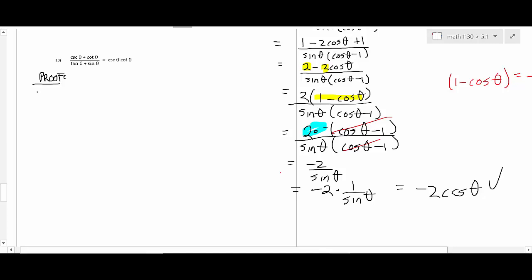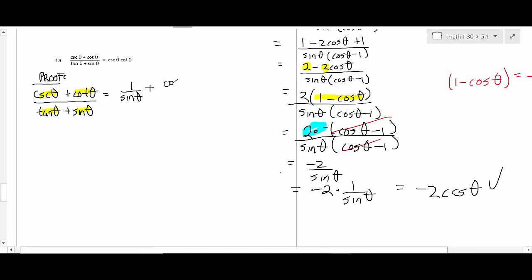Okay, so let's write down the most complicated side. That's cosecant theta plus cotangent theta all over tangent theta plus sine theta, like that. Now what we're going to do on this is we're going to do kind of the same thing we did in the last problem. We're going to try to change everything so it has sines and cosines in it only. Okay, so what should I do, you think, with the cosecant theta? 1 over sine. Change that to 1 over sine. How about the cotangent of theta?